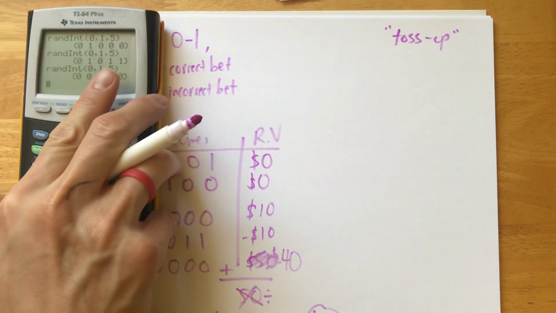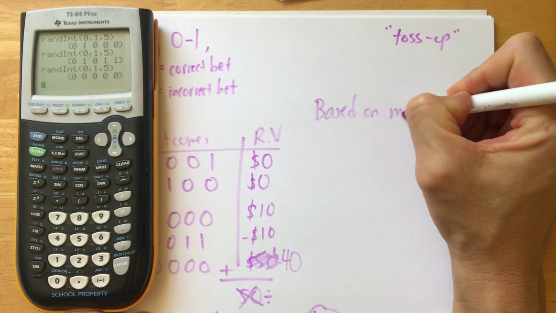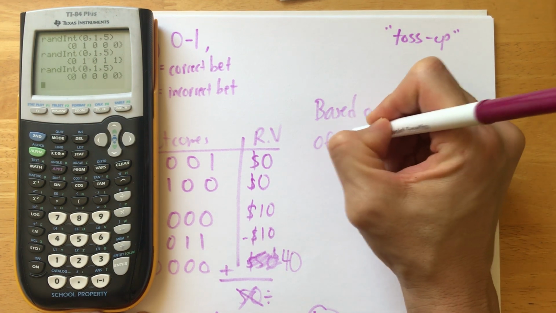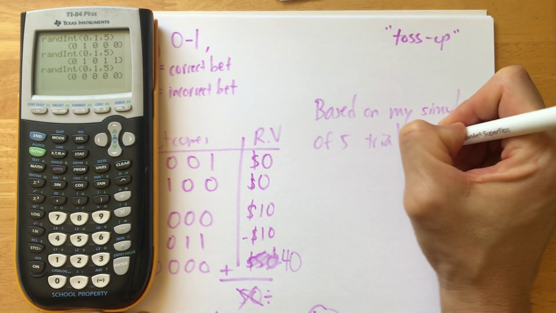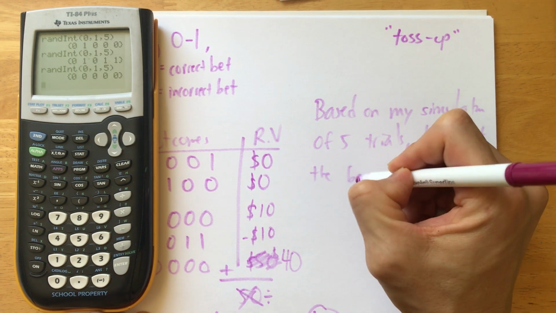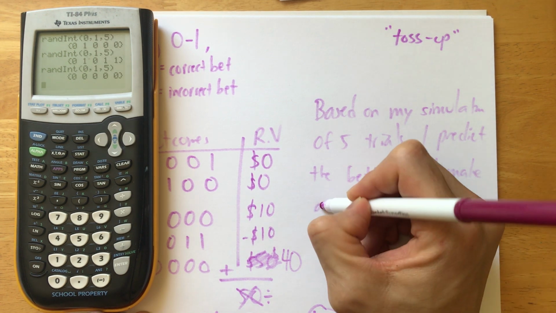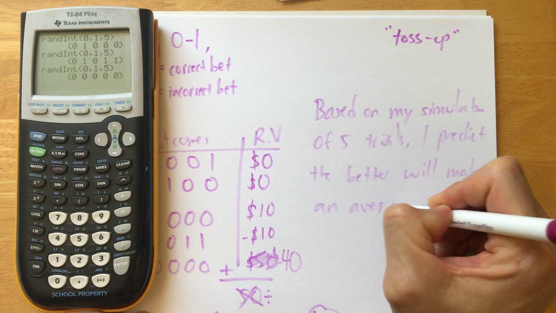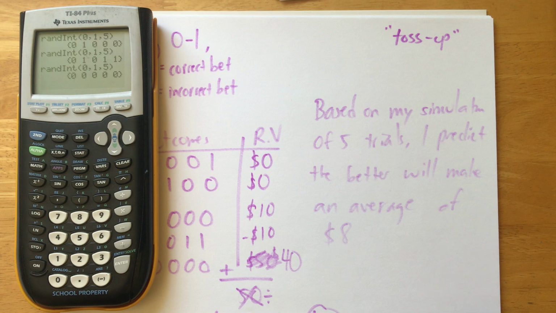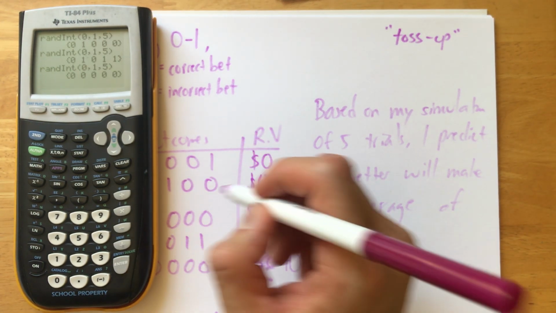Okay, so for your answer, based on my simulation of 5 trials, I predict the bettor will make an average of $8 per week.